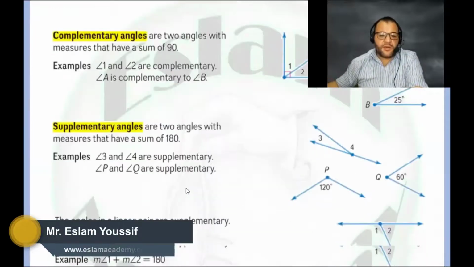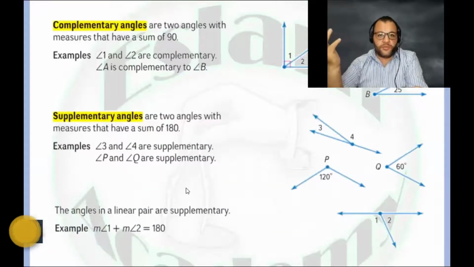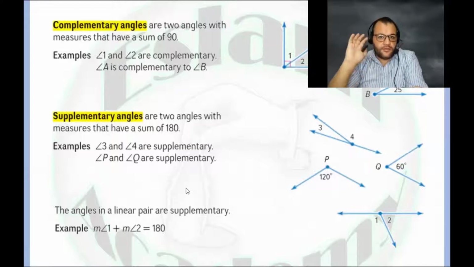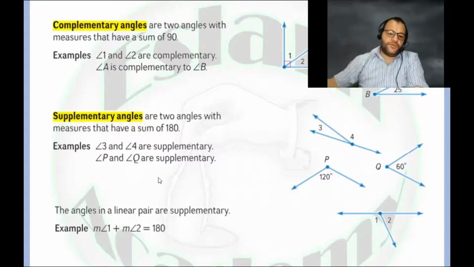Because we have a supplementary angle. What is the meaning of the supplementary angle? Two angles in which their sum is 180. They could be adjacent or not adjacent. If they are adjacent, then they will be supplementary and a linear pair. You get the idea for this one? Yes. Okay.